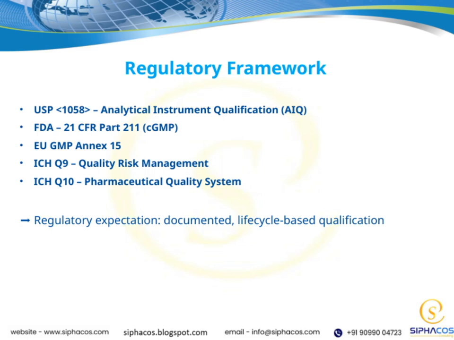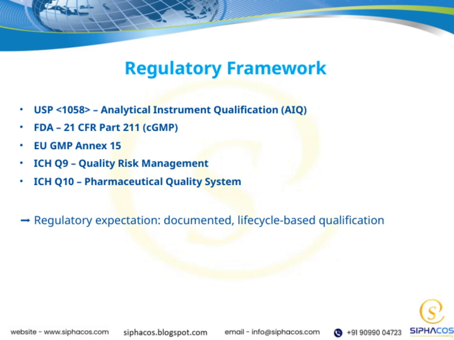Moving to Europe, there's the EU GMP Annex 15, which outlines qualification and validation requirements for manufacturing equipment, ensuring consistency and compliance across EU operations. Additionally, we have the ICH Guidelines, Q9 on Quality Risk Management, which encourages a risk-based approach to qualification, and Q10, the Pharmaceutical Quality System, which emphasizes a life-cycle approach to quality management.